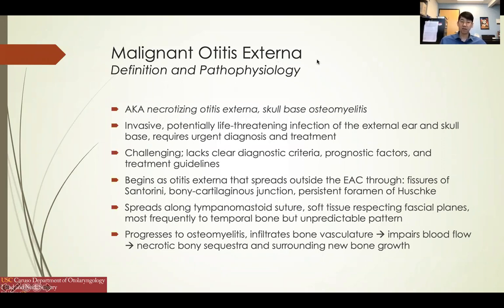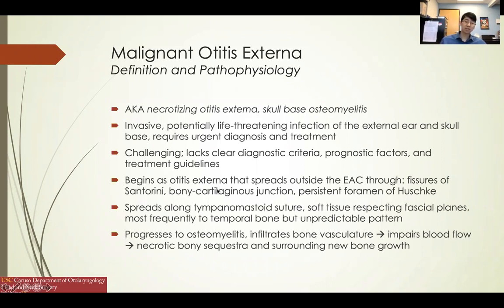Malignant otitis externa, it's a bit of a misnomer because it's not actually malignant. There's no neoplasm, so people have called it necrotizing otitis externa to try and change that. But the more accurate term is probably skull-base osteomyelitis. Unfortunately, the name hasn't really caught on as well. And in the literature, you still see the term malignant otitis externa. So for the sake of the lecture and ease, I'll just call it malignant otitis externa, or MOE for short.